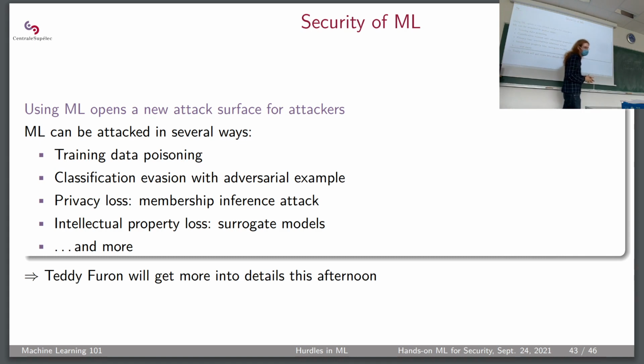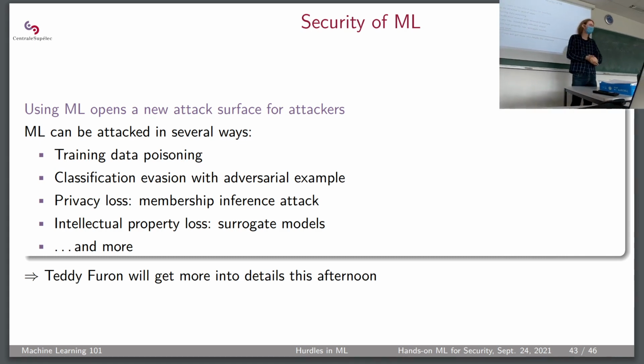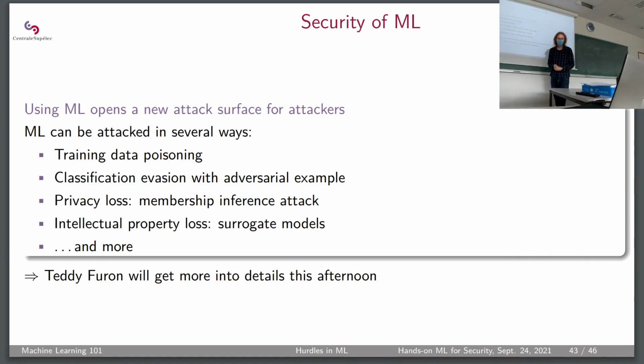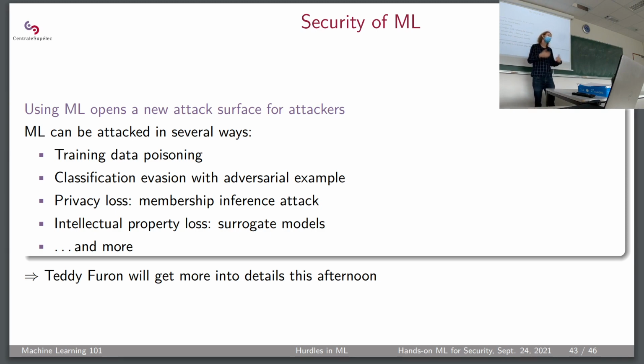Another hurdle in machine learning is the security of machine learning, because now that we can use machine learning for security, it opens a new attack surface for the attackers. Machine learning can be attacked in a lot of ways. The training data could be modified. We could evade some classification with adversarial examples. We can also have privacy loss with specific attacks, also intellectual property loss, and so on. I won't talk about it now because this is the subject of a different talk later this afternoon.